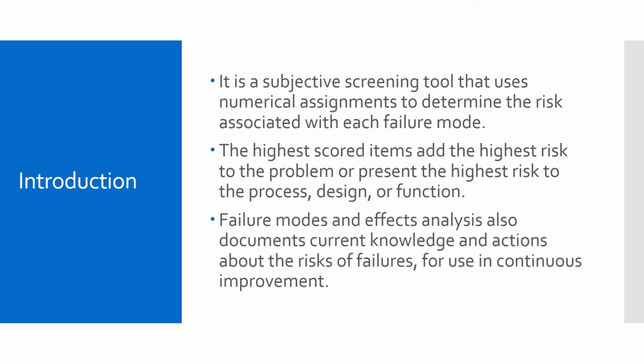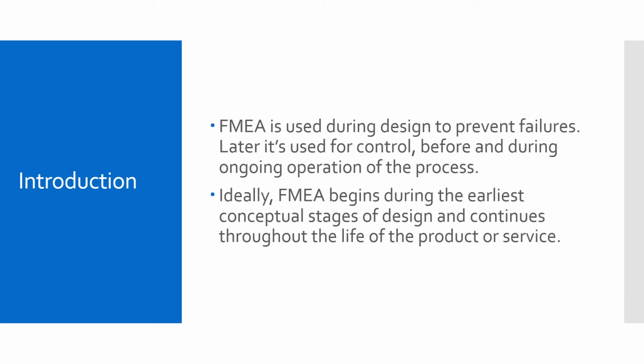It is a subjective screening tool that uses numerical assignments to determine the risk associated with each failure mode. The highest scored items present the highest risk to the process, design, or function. Failure modes and effects analysis also documents current knowledge and actions about the risks of failures, for use in continuous improvement. FMEA is used during design to prevent failures. Later it's used for control, before and during ongoing operation of the process. Ideally, FMEA begins during the earliest conceptual stages of design and continues throughout the life of the product or service.